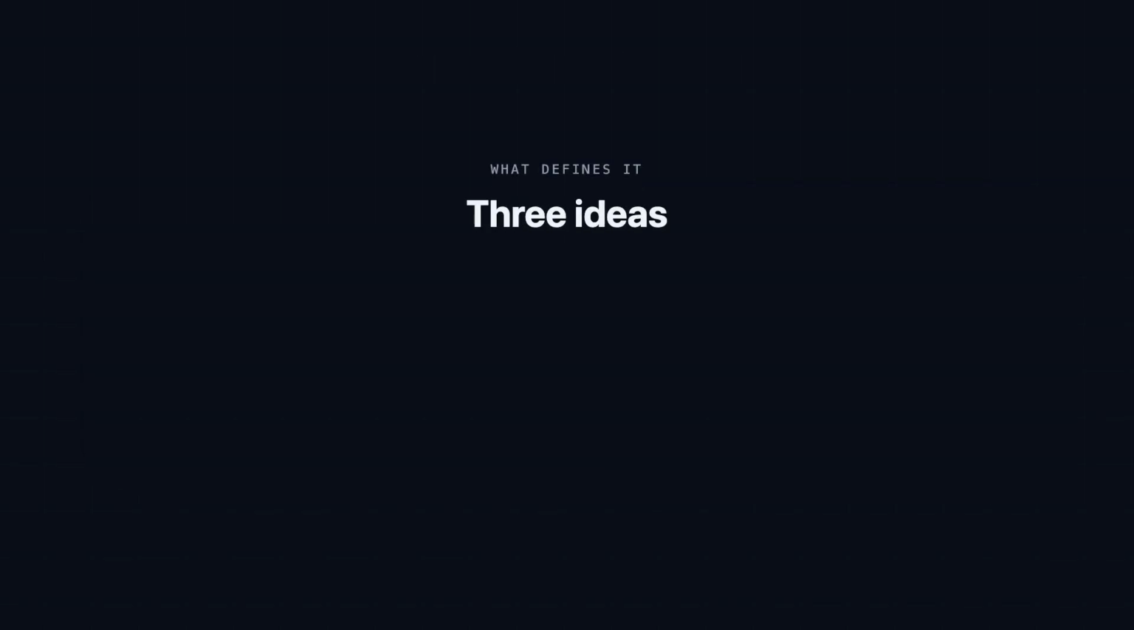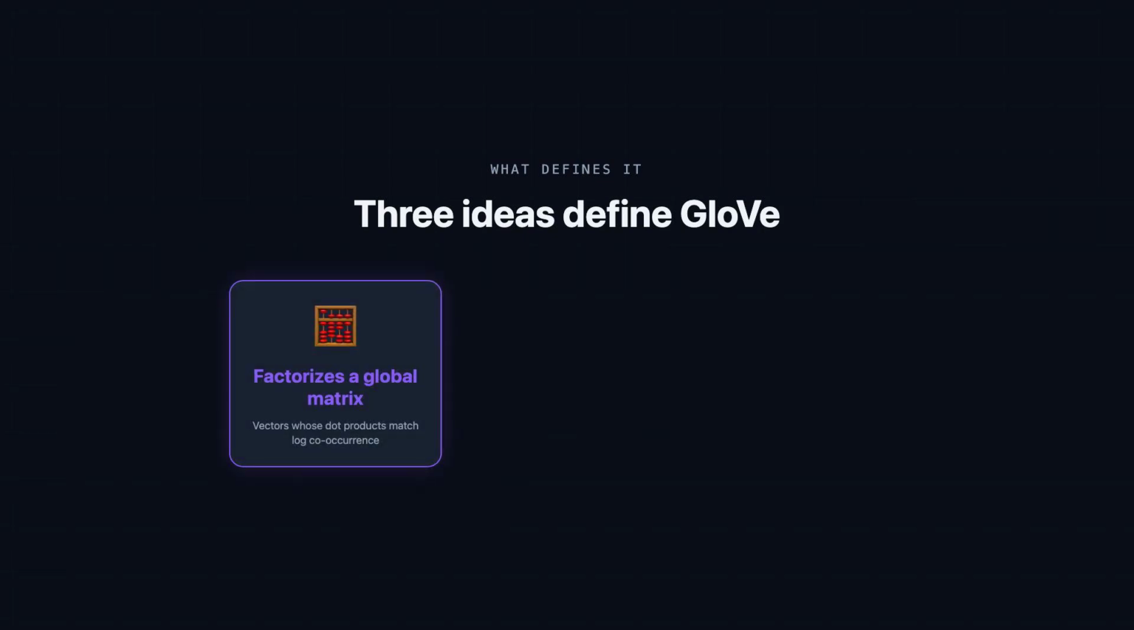Strip it down, and three ideas define GloVe. It factorizes a global co-occurrence matrix. First, count how often every pair of words appears together across the whole corpus. Then learn vectors whose dot products match the log of those counts. It's really matrix factorization dressed up as word embedding.